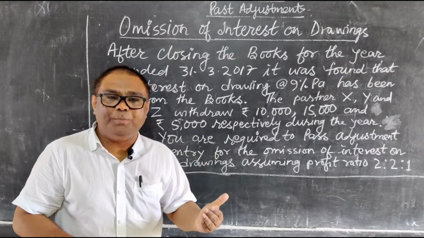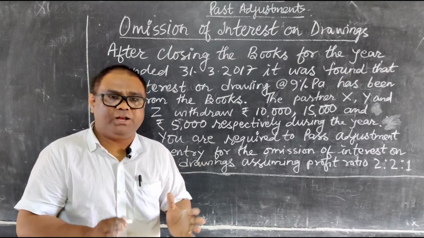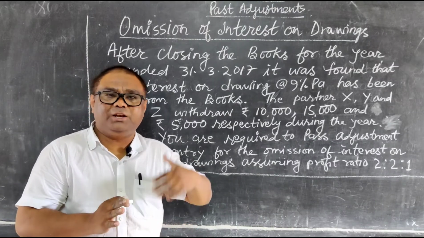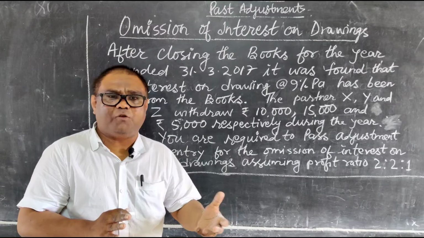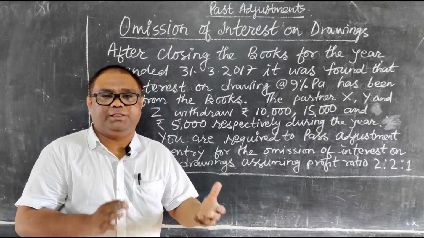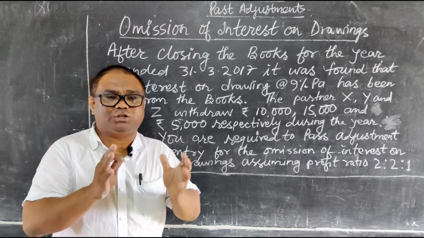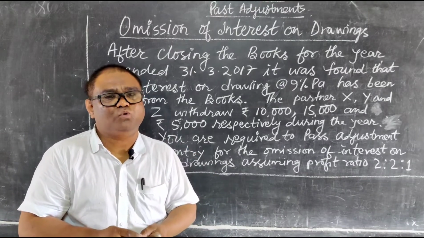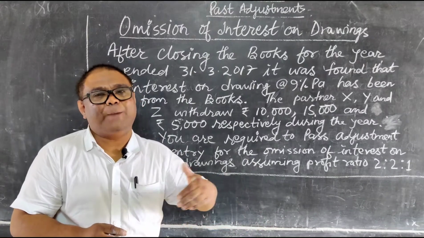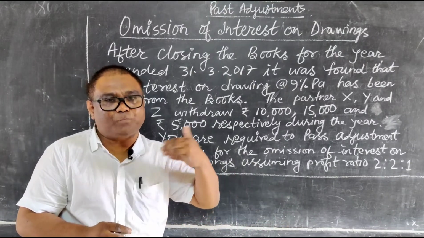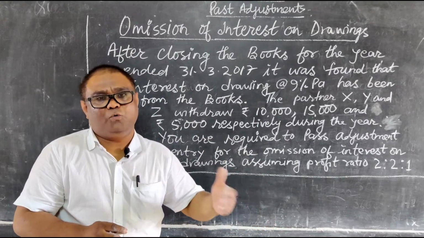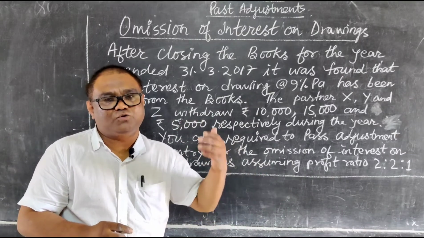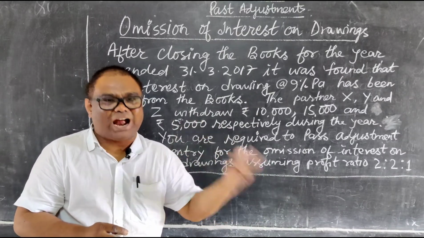So if interest on drawing is omitted, what is the impact on the profit? That you have to understand first. Interest on drawing is an income, and that income of the firm is omitted. That means the profit is showing less, so less profit is distributed to the partners. We have to charge the omitted interest on drawing on the partners. It was not charged before, so we have to charge it now.